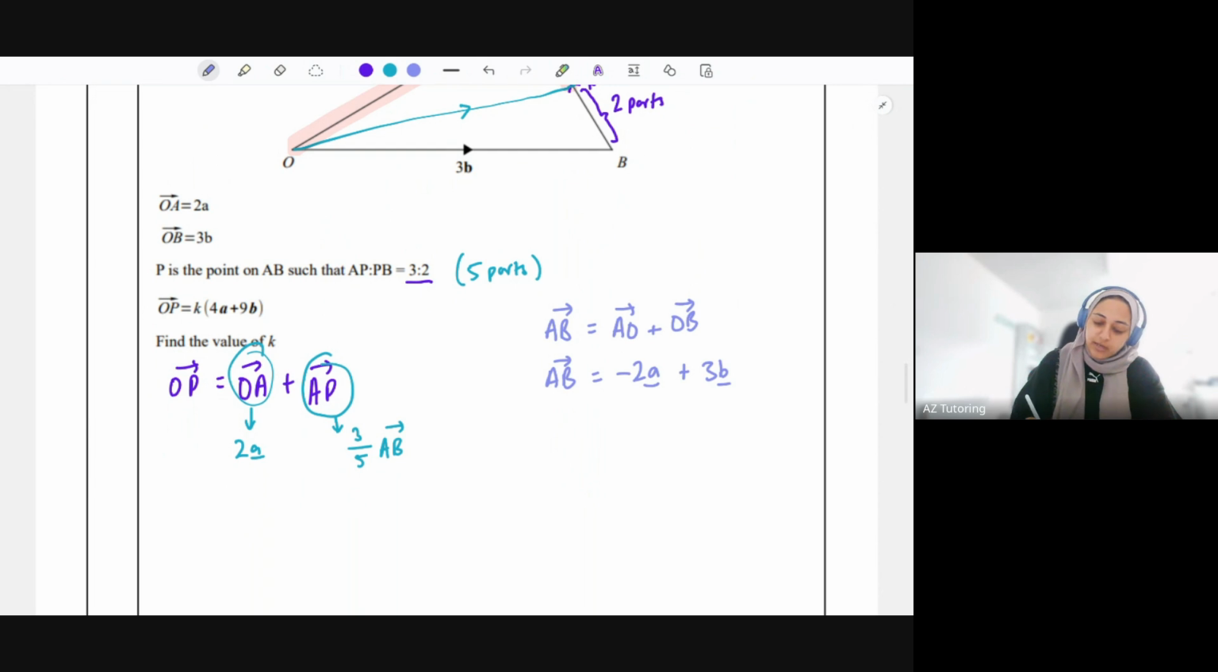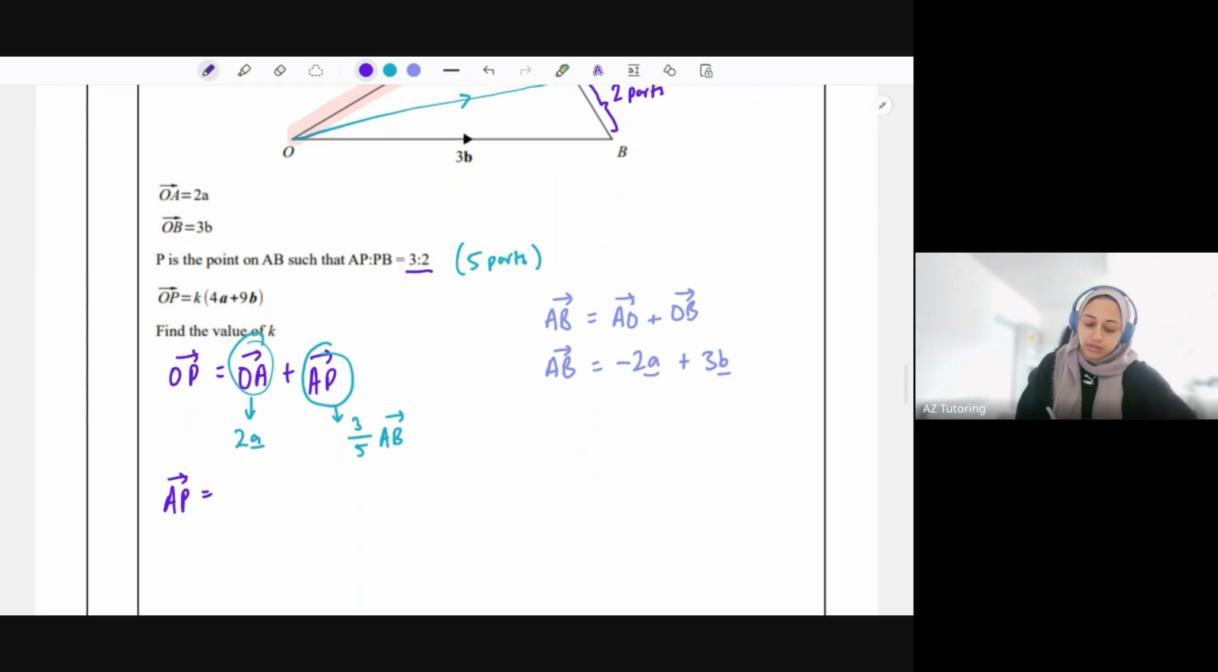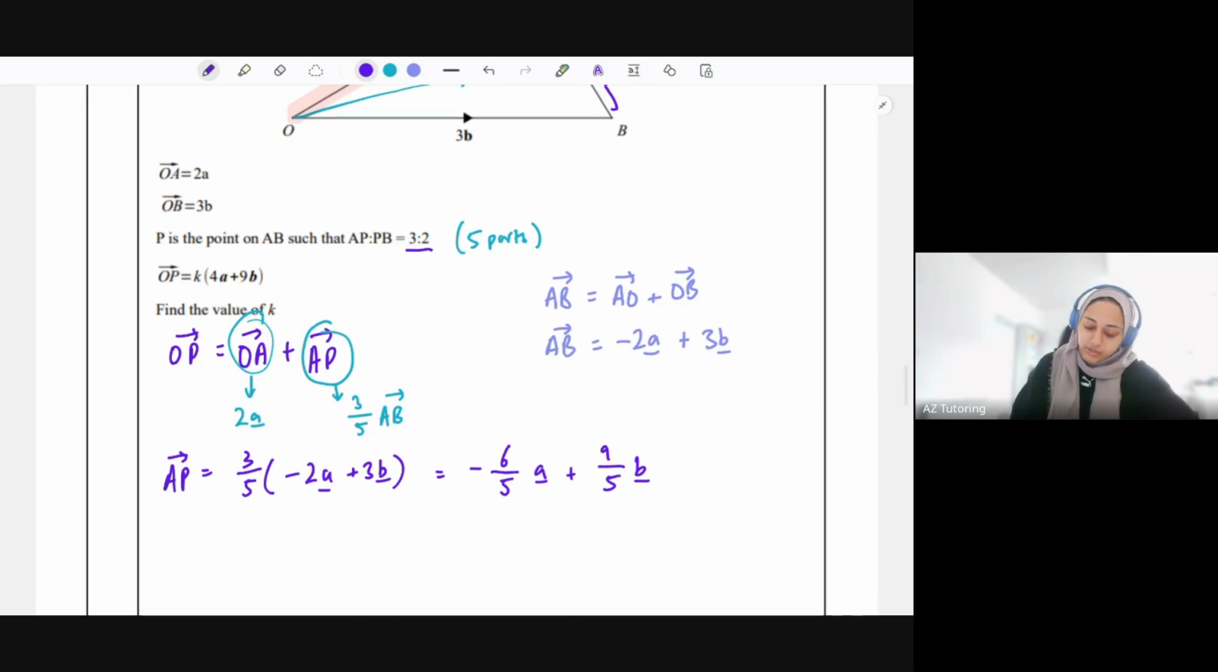So therefore, we can find out what OP is. AP, sorry. Let's just work out AP separately here, and then we'll go back to OP. So AP is 3/5 of AB, which is what we've just found, minus 2A plus 3B. Expanding that out, I get minus 2 times 3, which is 6/5A, plus 3 times 3, which is 9/5B.